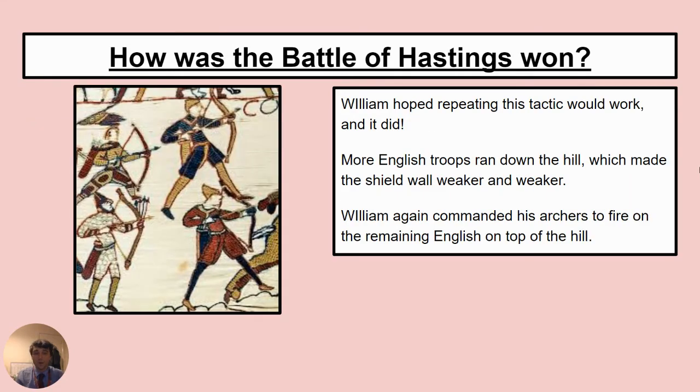Now, William hoped repeating this tactic would work, and it did. Again, the same tactic. The French troops ran up and then ran down. More English troops ran down the hill, and this made the shield wall weaker over time. There were fewer troops at the top of the hill to protect the king. And at this point, William again commanded his archers to fire on the remaining English on top of the hill.